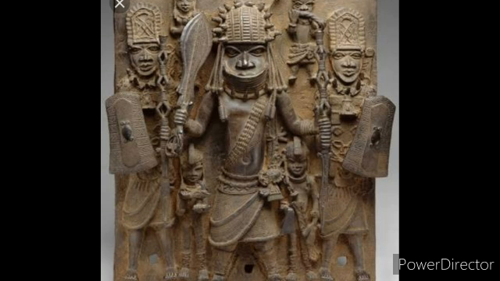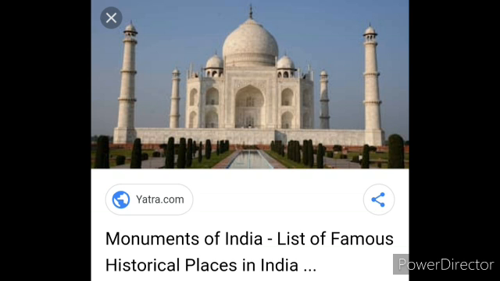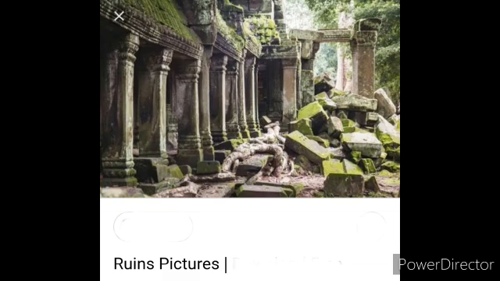Let's see material sources. The artifacts mean realities, articles which show us the story of what happened in the past. Monuments or their ruins. Ruins means damaged or destroyed particles, as you can see in the pictures. These are called material sources of history.